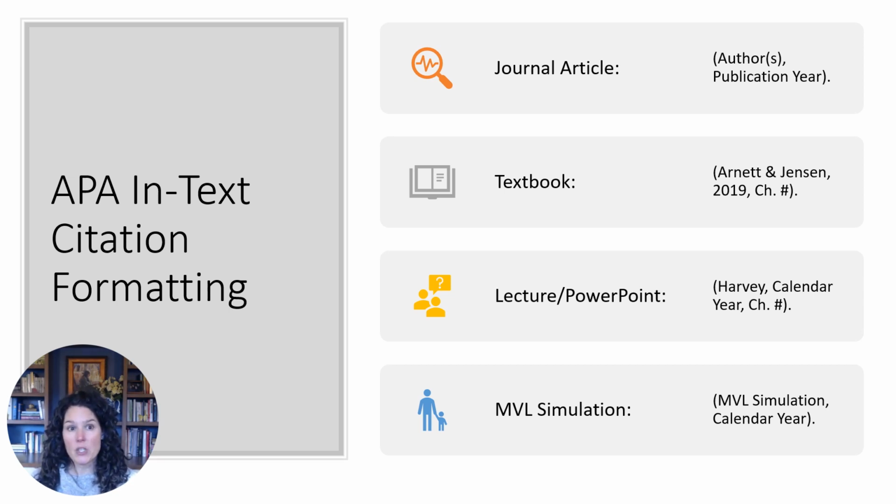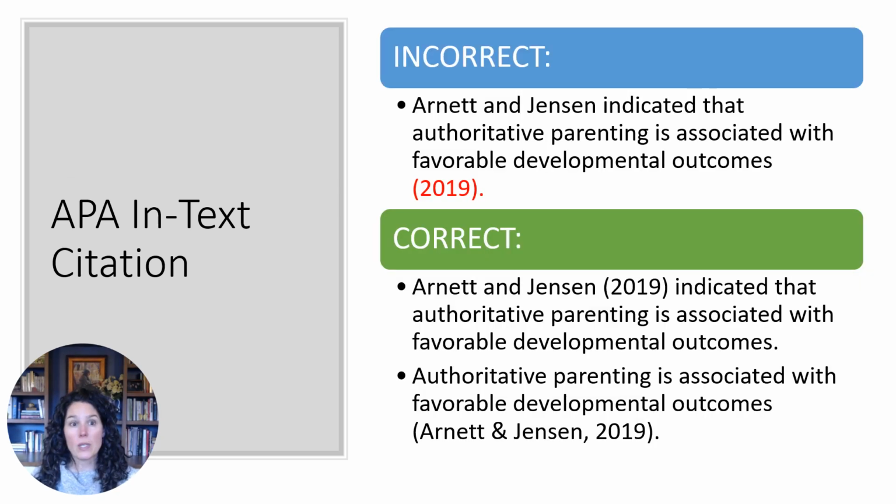For the simulation, you can put MVC or MVL simulation, and then again the calendar year that you're accessing the simulation. So a lot of times I see people citing in the first example there where they have given the author's names at the beginning and then they put the date at the end. And you should know that in APA that's never correct to have the date all alone at the end of the sentence. Either you put the date up at the front with the author's names, if you're mentioning them in what we call narrative, or you put the author's name in the parentheses with the date at the end.